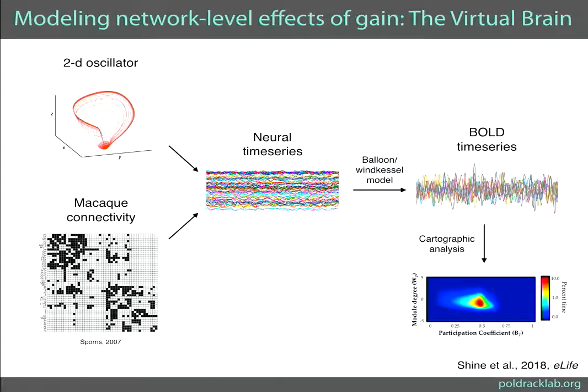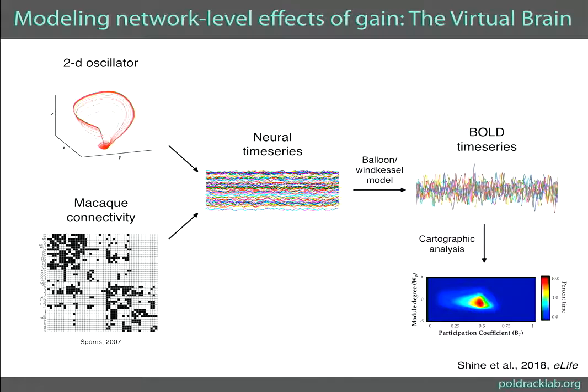So we used an approach that's been developed by Randy McIntosh and Viktor Jirsa and others, and implemented in a project they've developed called The Virtual Brain, which allows us to build a simulated brain network where each of the nodes is a relatively simple oscillator, meant to be a really rudimentary model of a population of neurons that gets input, has output, and also has intrinsic noise. We build a brain using a bunch of those oscillators wired together using, in this case, a macaque connectivity matrix, because we trust the macaque connectivity based on tract tracing probably better than diffusion imaging in humans.